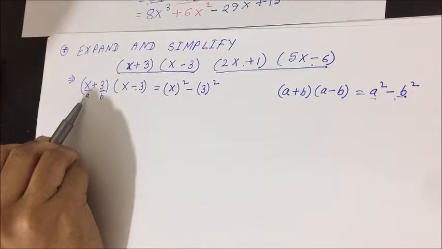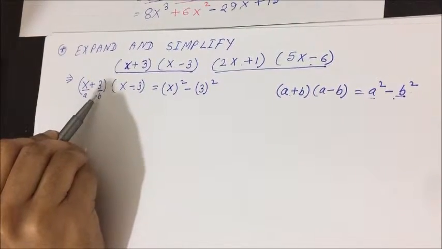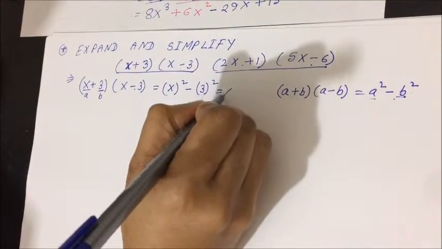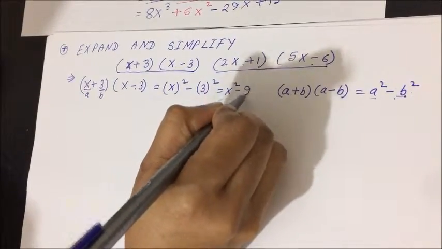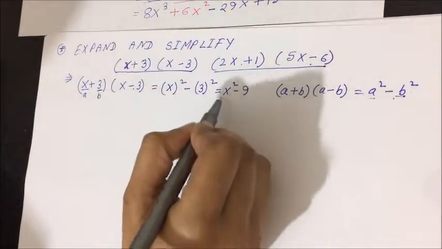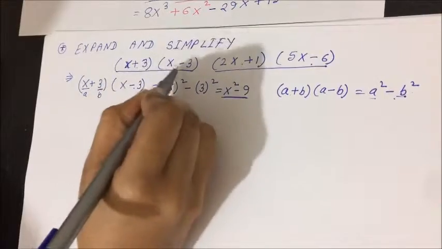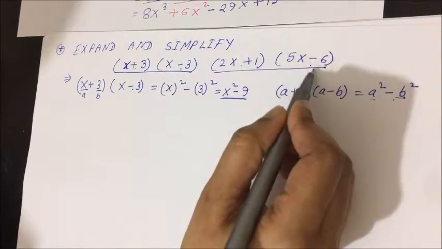Because x is represented as a and 3 is represented as b, we can write down x square minus 9. This is the answer of my first two product. Now let's do the second two product.